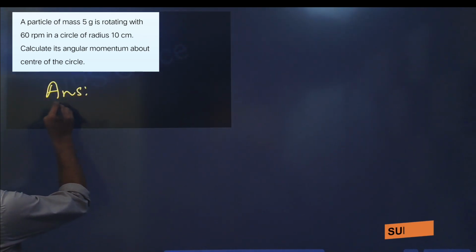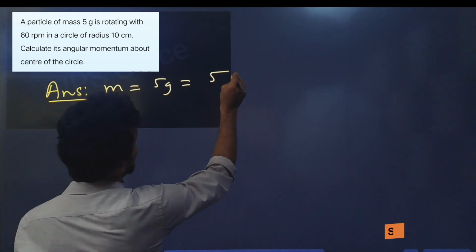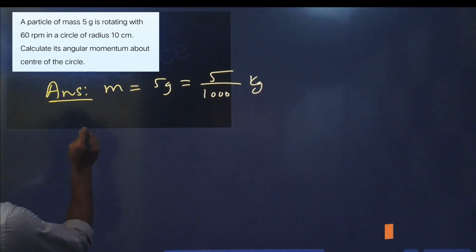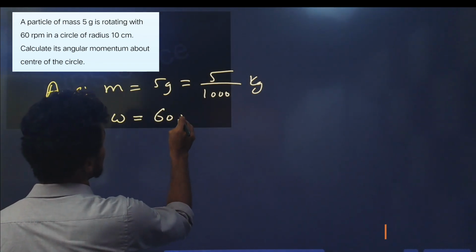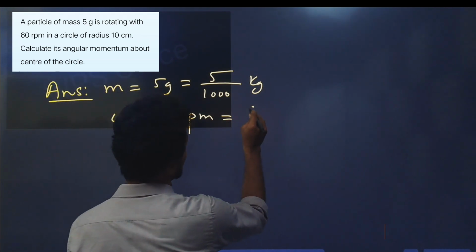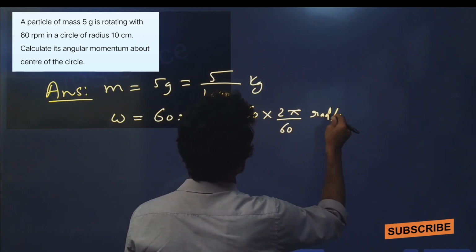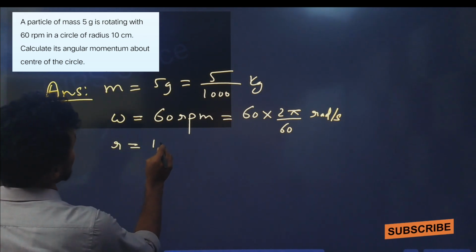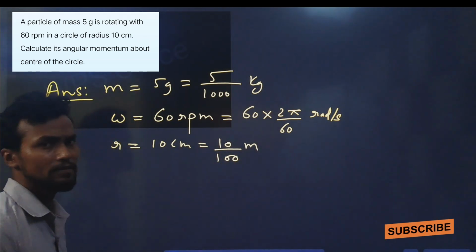So if I write the known data here, mass how much given? 5 gram. 5 gram means 5 by 1000 kilogram. After that, here we have given the omega. Omega how much given? 60 rpm. And how to convert this rpm into radian per second? For that we have to multiply with 2 pi by 60. So 60 into 2 pi by 60, radian per second. After that, one more data is given here, r. R is given as 10 centimeter, so we can write 10 by 100 meter. Now we have written the given data.